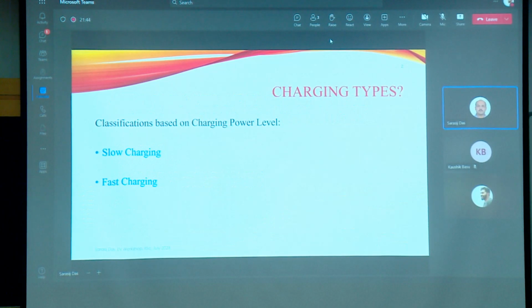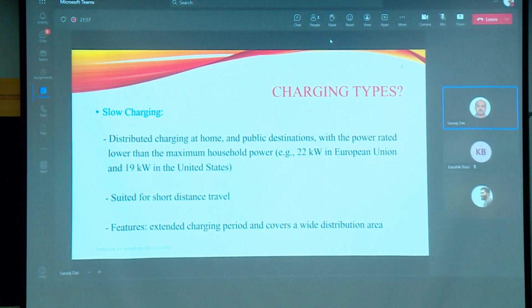If we look at charging types, as we know, from the charging power level point of view, you have two kinds of charging: slow charging and fast charging. Slow charging is kind of overnight charging. You charge at a low power level, so it takes a lot of time, and it is more common at present. It is in homes and in public offices.